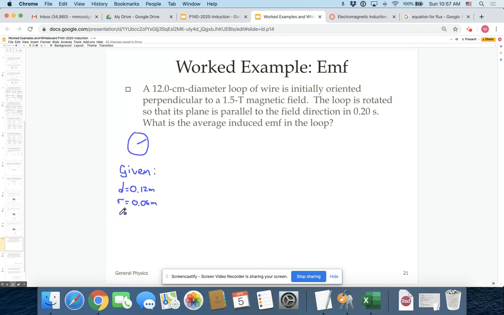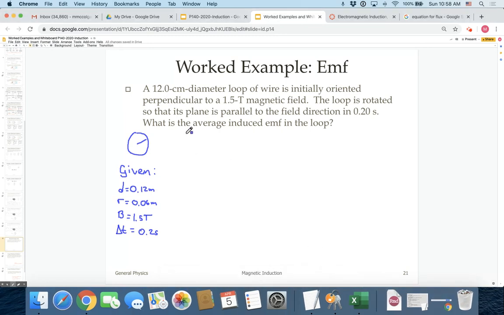We know that our B field is equal to 1.5 Tesla. We know that our delta T, our changing time, is equal to 0.2 seconds. And so what's happening, right? So we can do a before and after.